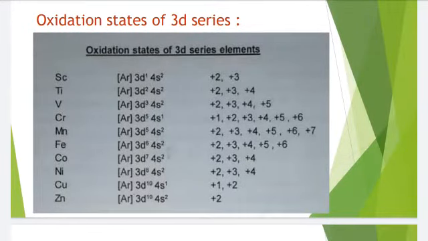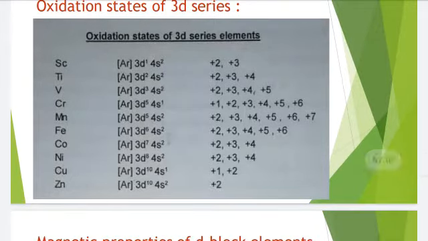Oxidation states of 3d series. These are the properties of d block elements. The minimum oxidation state is from s block. The total number of electrons present in s block is the minimum oxidation state of 3d. The maximum oxidation state of 3d is the total addition of 3d and 4s electrons. So the oxidation state increases from scandium to manganese and then decreases.